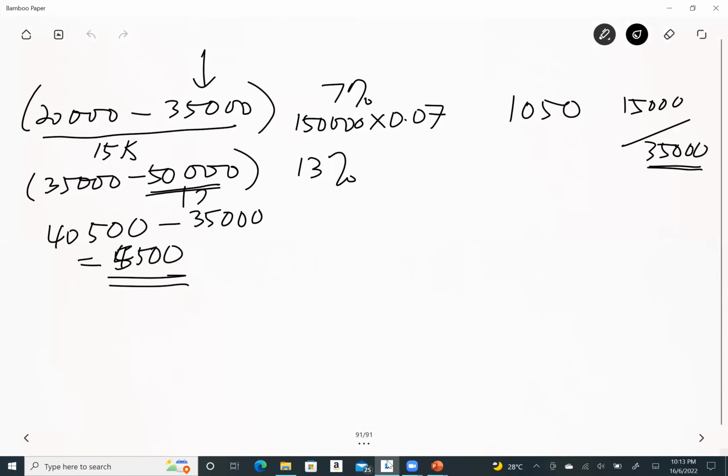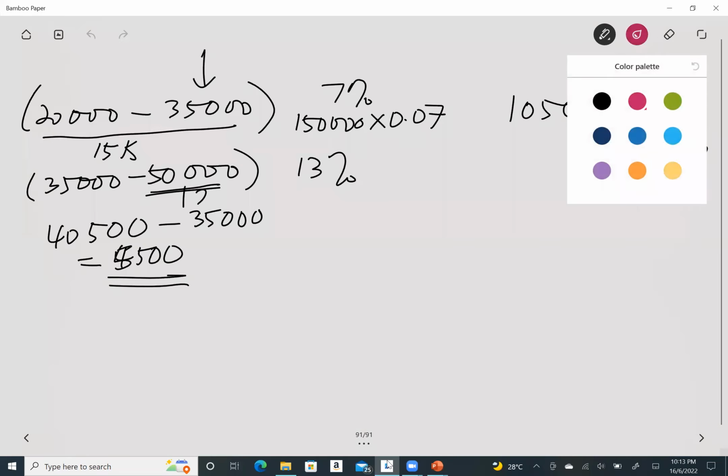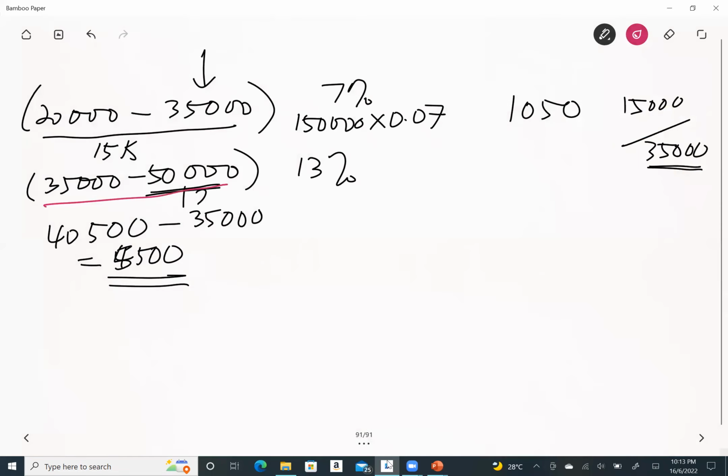So here you be careful. You don't tax on the 15,000. If you take 15,000, then you overpay the government because our income is only 40,500. If you take it as 15,000, multiply by 13%, that is a lot of money. You overpay the government because our income is only 40,500.